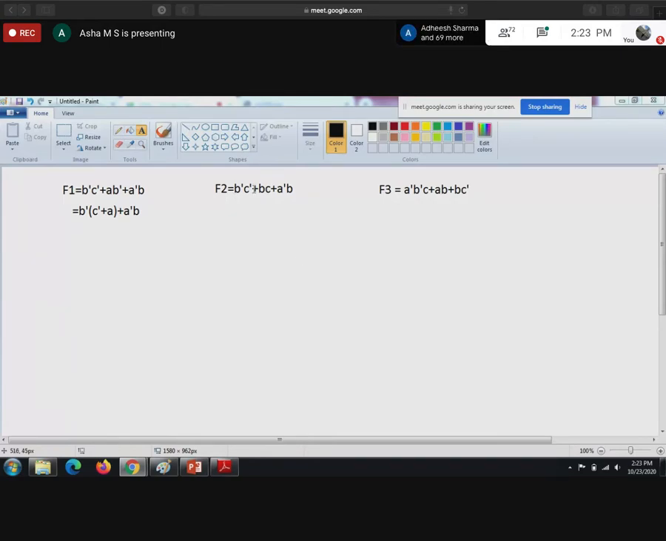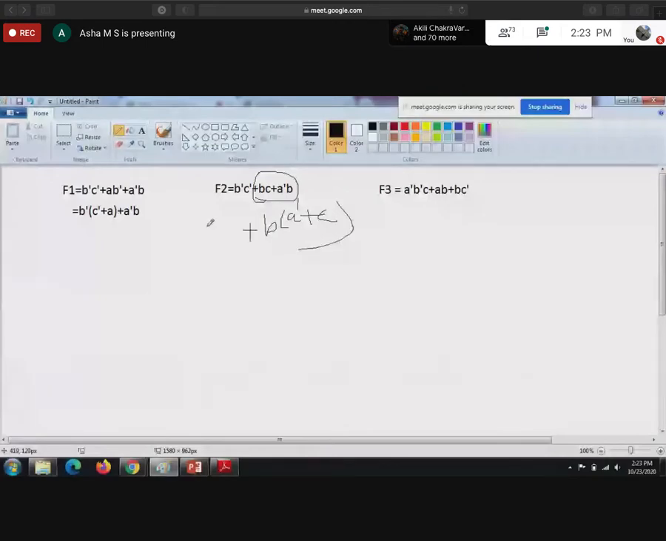See here, the first two terms, I cannot take anything out, correct? But if you go for the second one, that means BC and A bar B, if you take these two terms, you can take B outside and you will get A bar C plus B bar C bar. Correct, right?